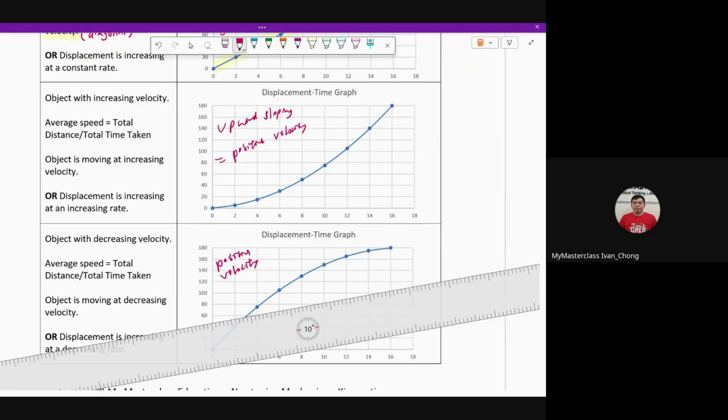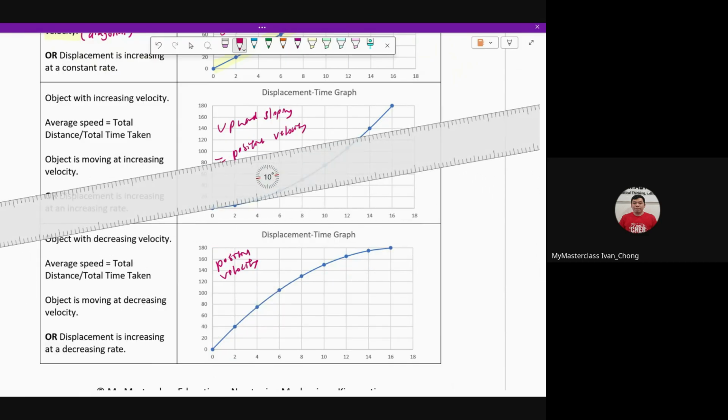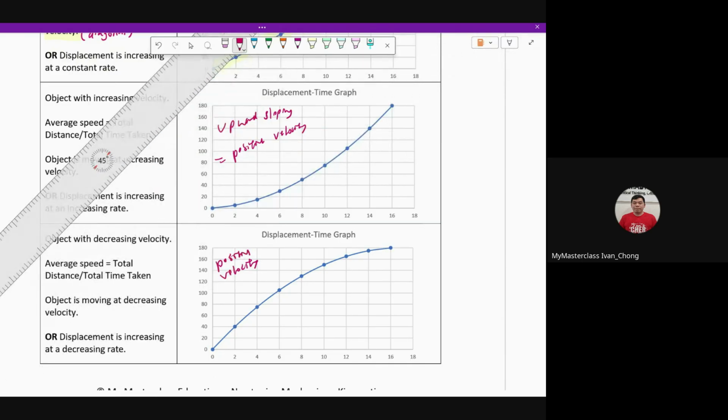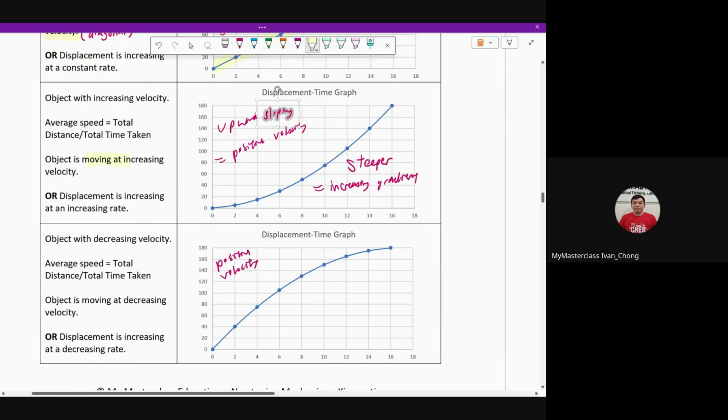All right. Now, let's take a look at your slope. You can see that your slope is getting steeper and steeper. So for this one, when you have a steeper slope, it means I have increasing gradient. If I have increasing gradient, basically, what does that mean? I have increasing velocity. Okay, this is steeper.